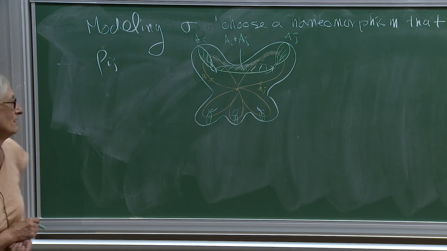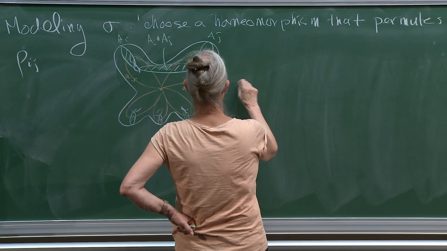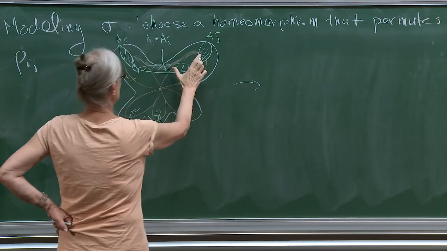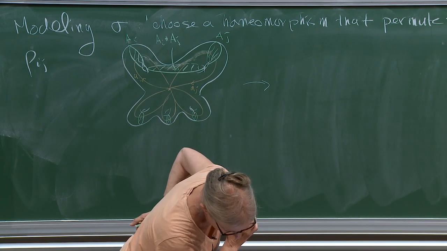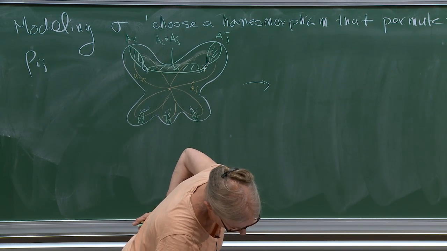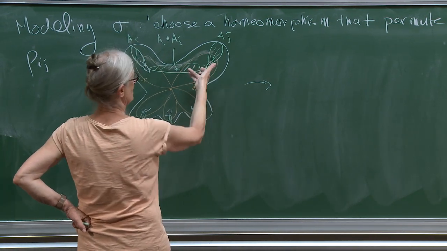Okay? Now, I want to take a homeomorphism that interchanges these two spheres, the A_i sphere with the A_j sphere.